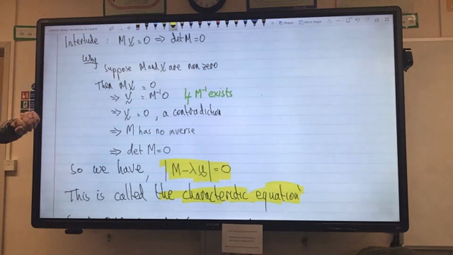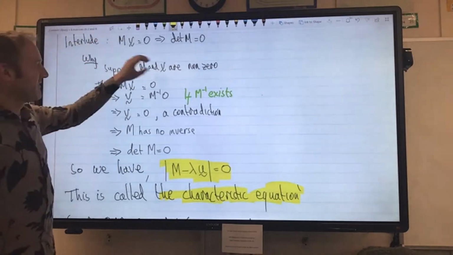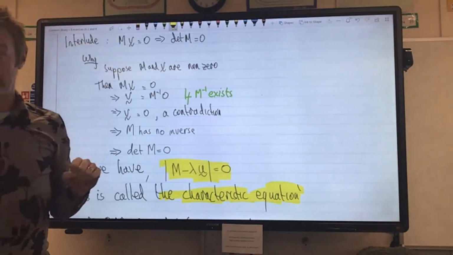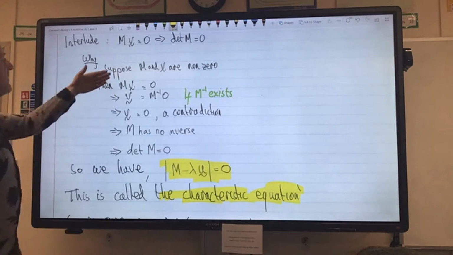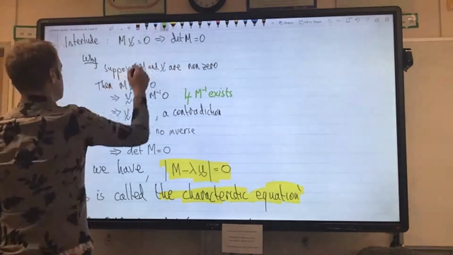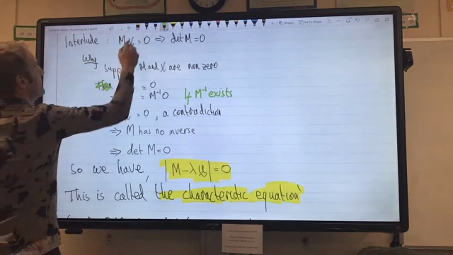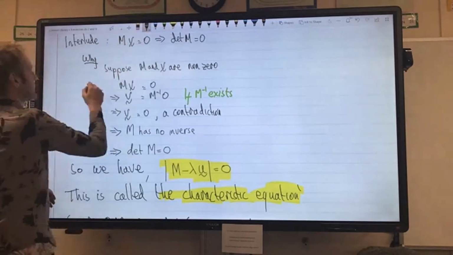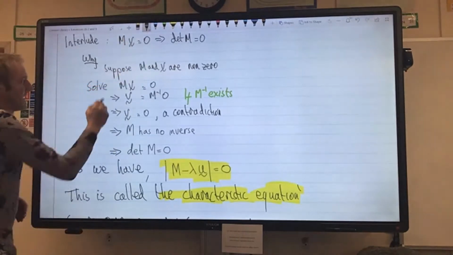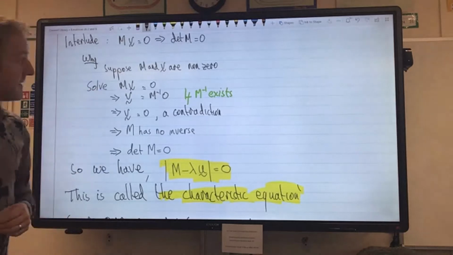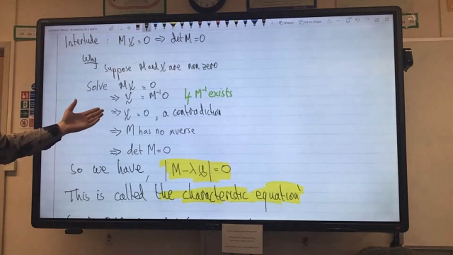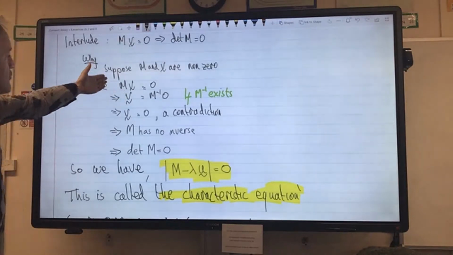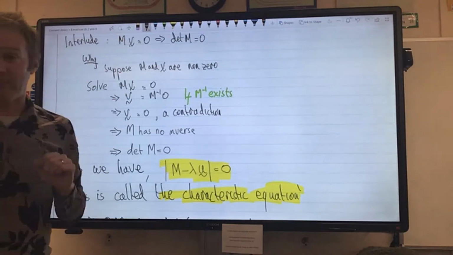Okay, so we can start off by supposing we've got a matrix and a vector, and we're going to say they're both non-zero. And I want to solve the equation Mv equals 0. What I'm trying to do is solve the equation matrix times vector equals 0. To solve that, one thing I could do, to find the vector v, is pre-multiply both sides by the inverse of M, right?